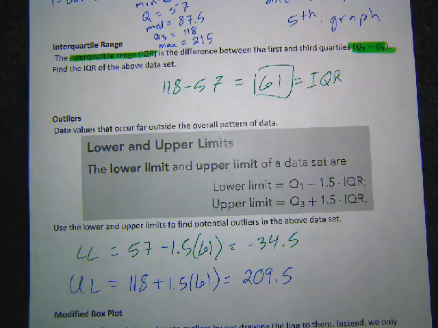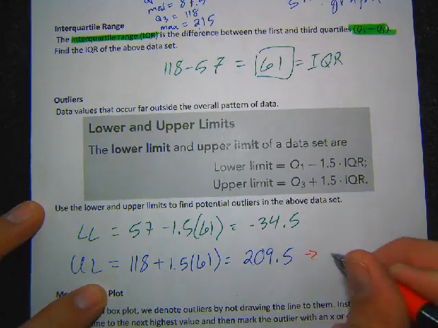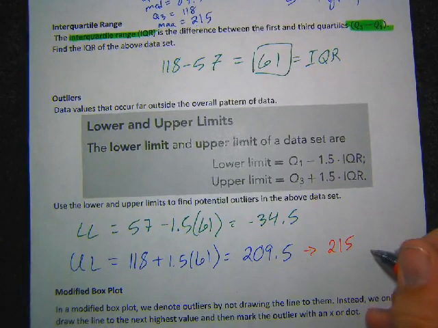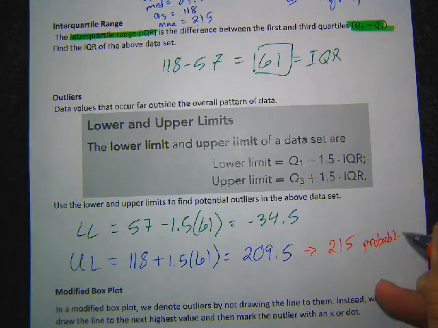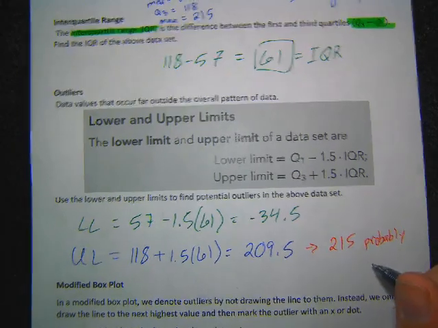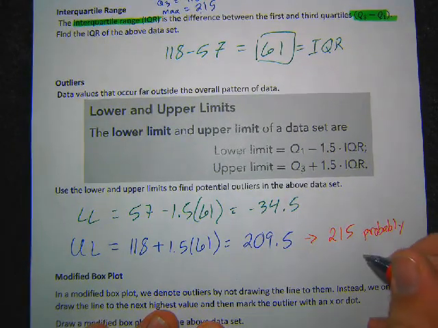So based on this, we would say that 215 is probably an outlier. I can't say for sure, because it might still be a good value. I might not have collected enough data or anything, but this is probably an outlier.